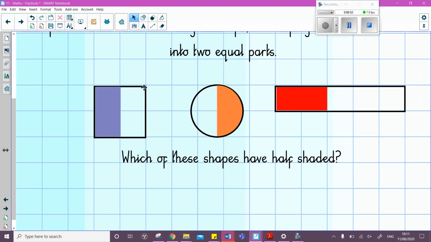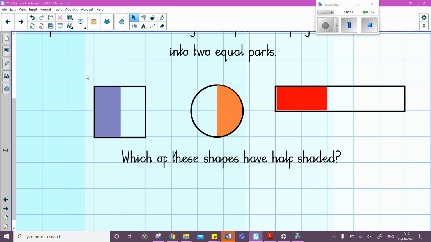Now here I have shared three different shapes in half. Which of these shapes have exactly half shaded? Maybe pause the video and just have a talk about it with a parent or a carer or somebody that is at home, and then you can have a look again and decide.